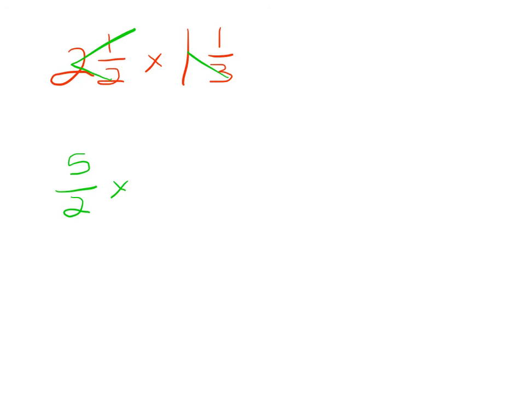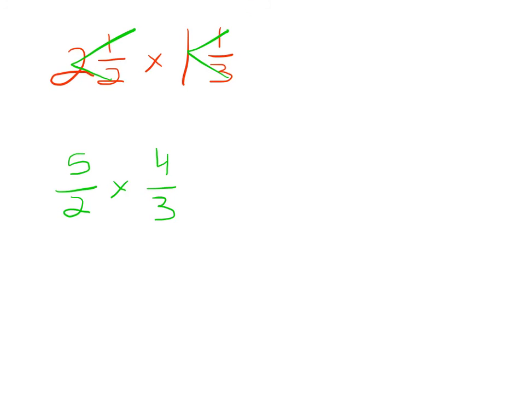Example 2 here. 2 1/2 times 1 1/3. I'm not adding, so I don't need to worry that I've got different denominators here. Don't get caught up doing that. But I do need to get these in the correct shape. 2 times 2 is 4, plus 1 is 5, so 5/2 times 3 times 1 is 3, plus 1 more is 4. 4/3.